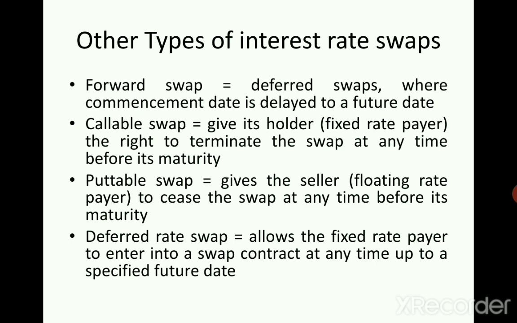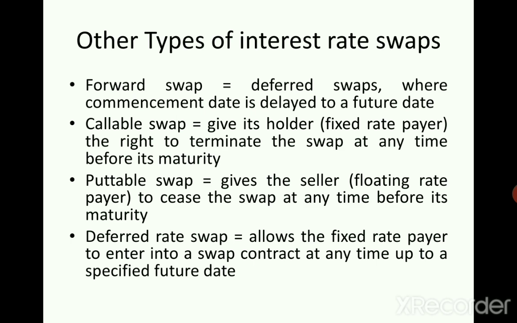Now come to third one, puttable swap. Now this is opposite of callable swap. Callable swap will help the fixed rate payer. Puttable swap will help the floating rate payer. Puttable swap provides the seller of the swap, that is the floating rate payer, the right to cease the swap at any time before its maturity. When this is done, if the interest rate rises, the floating rate payer will terminate the swap.